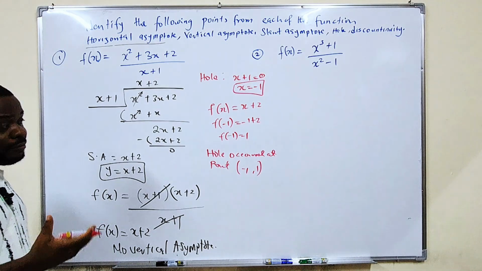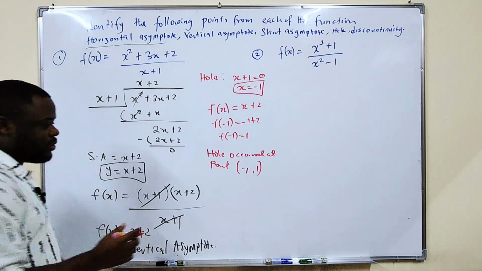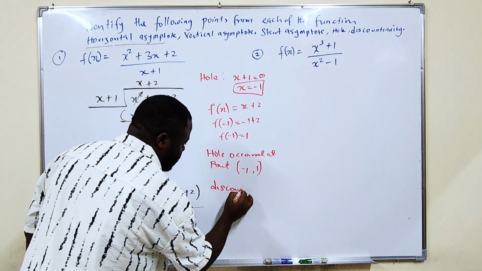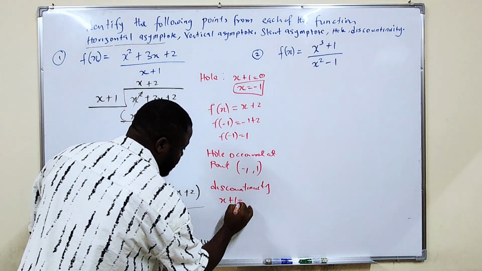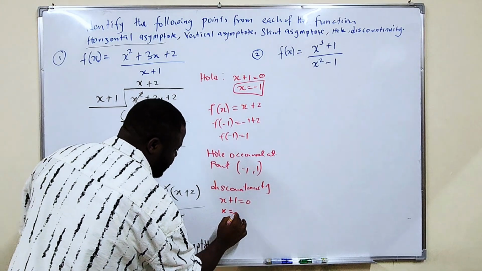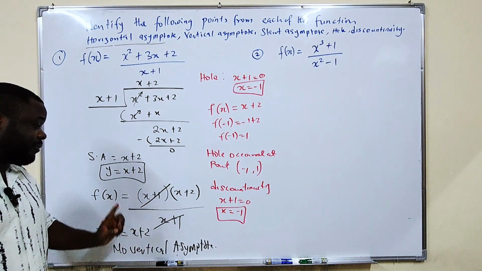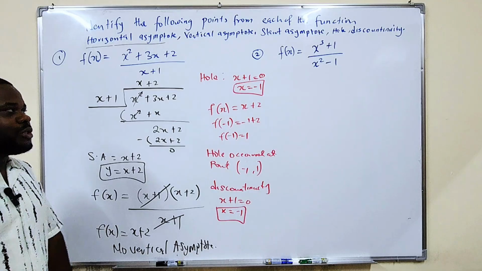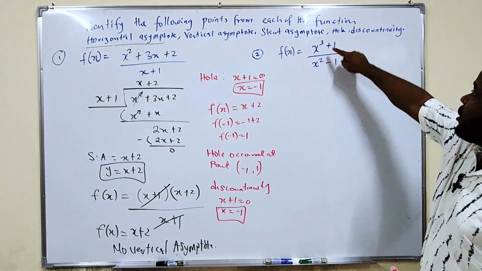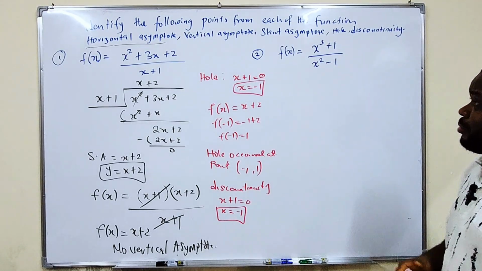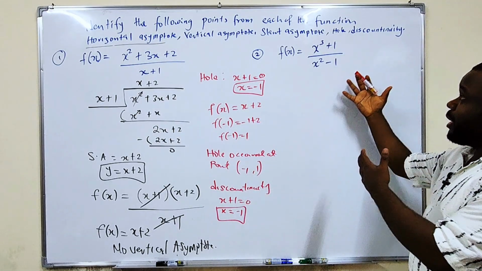So what about the point of discontinuity? For the point of discontinuity, we are going to use those factors that we cancelled out. So discontinuity will be x plus 1 equals 0, so x equals negative 1. That is the point of discontinuity. So always use the factors you cancelled out to get a point of discontinuity. For question 2, you can see it's still the same thing. The numerator's power is greater than the denominator, so we are also going to use long division to get our slant.